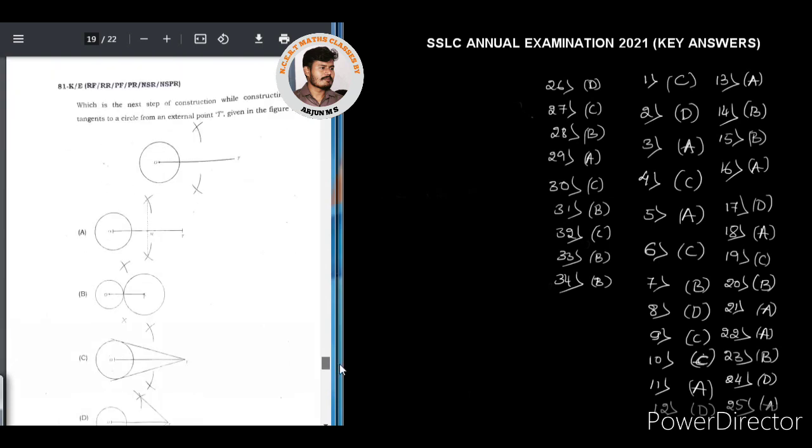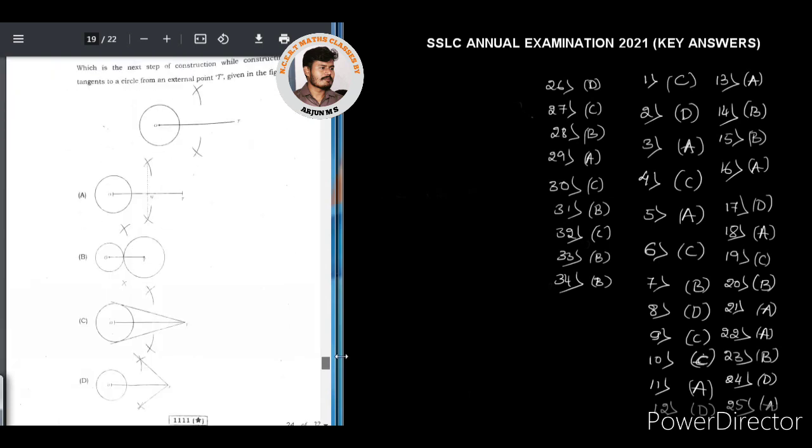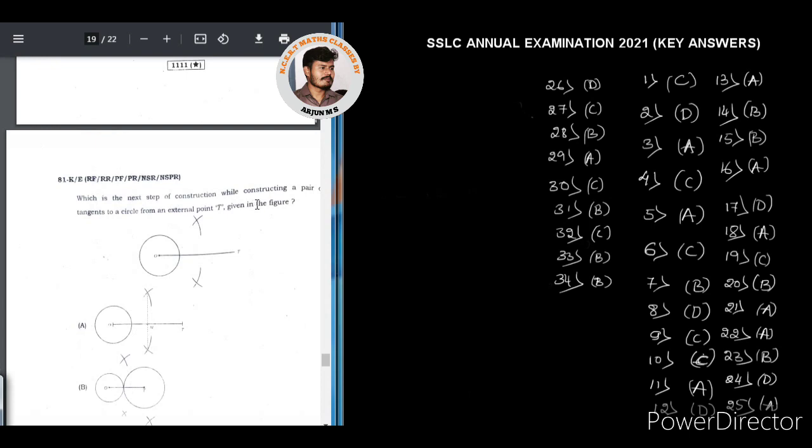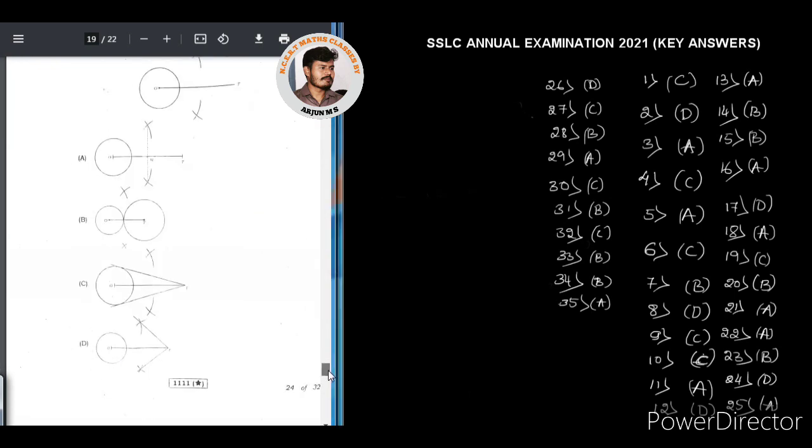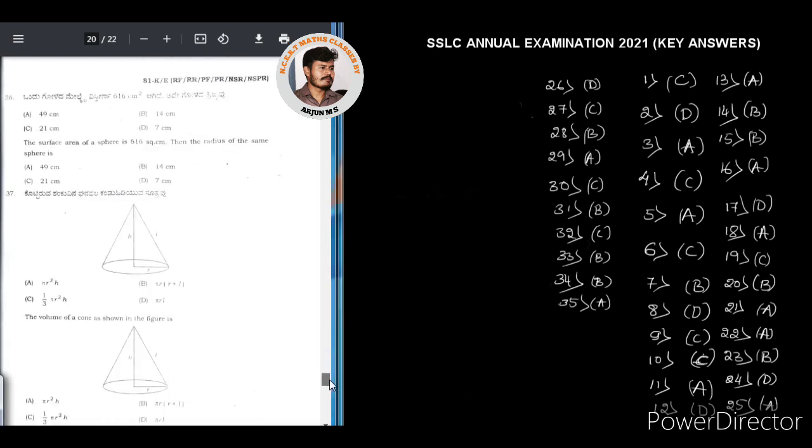35th question. Here the question is, which is the next step of the construction while constructing a pair of tangents to a circle from the external point T given in the figure. So this is very simple, you just join these two arcs. So that's why option A is the correct answer. 35th question, option A is the right answer. So let's move to the next question.